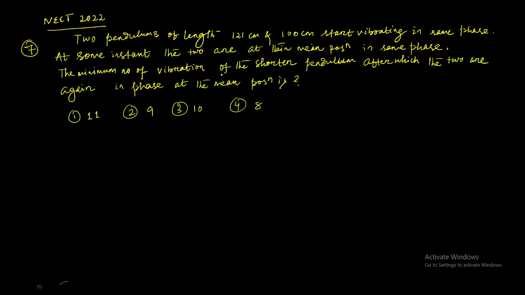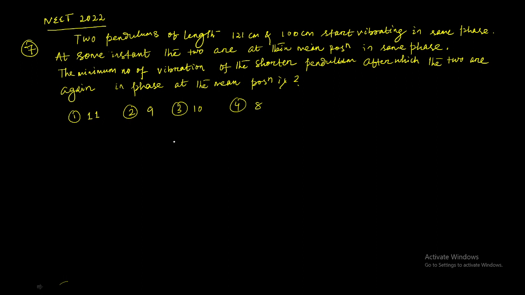Now, two pendulums of length 121 centimeter and 100 centimeter start vibrating in the same phase. At the same instant, the two are at their mean position in the same phase. The minimum number of vibrations of the shorter pendulum after which the two are again in phase at the mean position. So this is basically they are telling that both are in the same phase. After how much time are they going to be in the same phase?